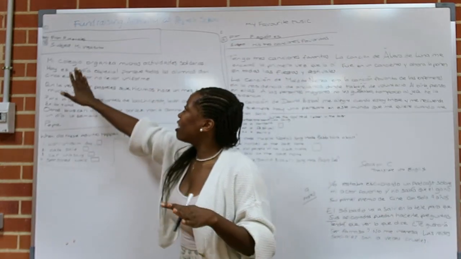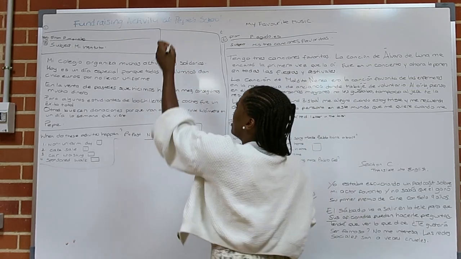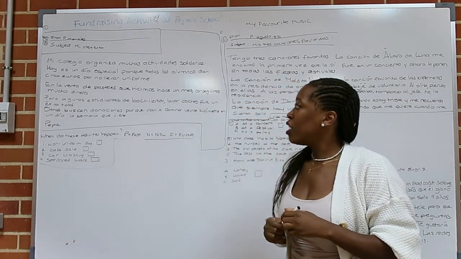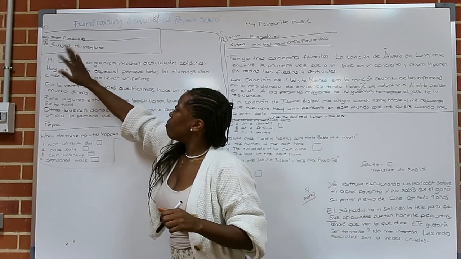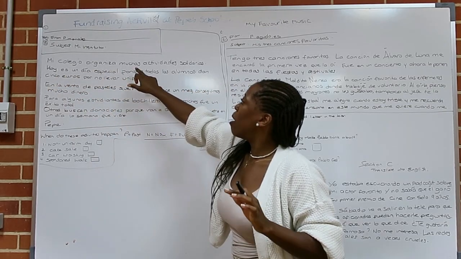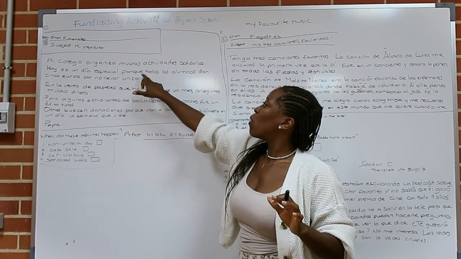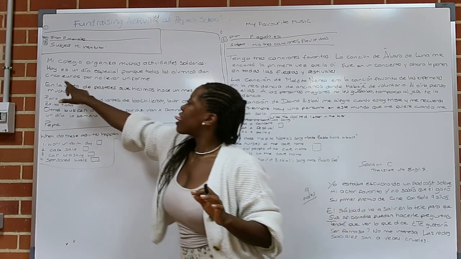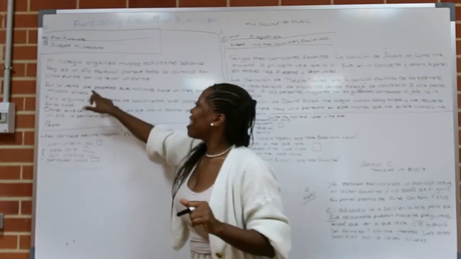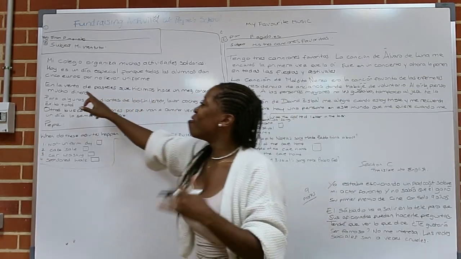Okay, so it's an email and the title is Fundraising Activities. I think this is activities in plural. At Pepe's school. So it starts off with the subject, mi instituto, and it reads, Mi colegio organiza muchas actividades solidarias. Hoy es un día especial porque todos los alumnos dan 5 euros por no llevar uniforme. En la venta de pasteles que hicimos hace un mes, conseguimos mucho dinero.